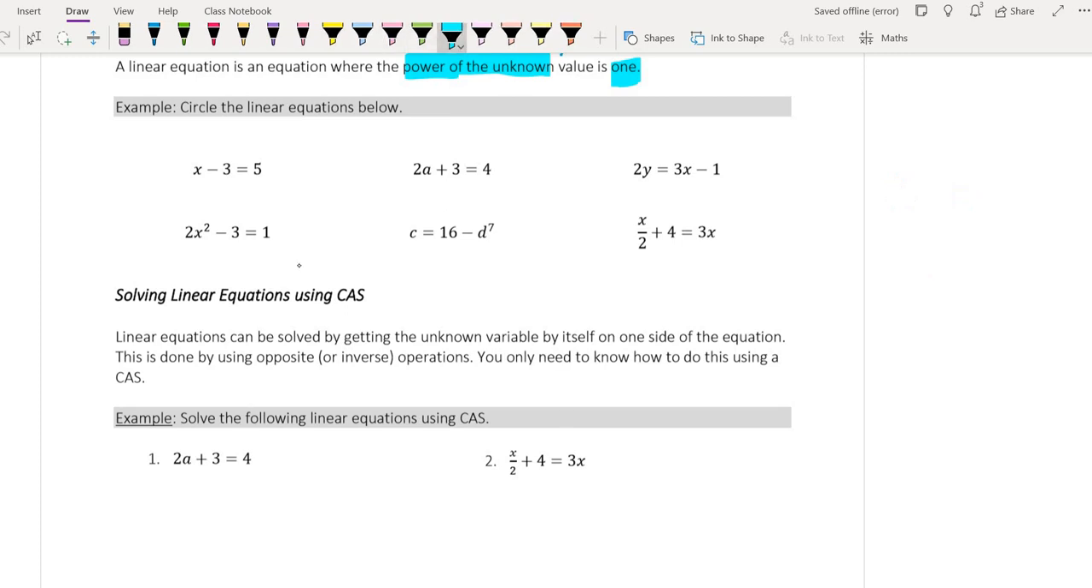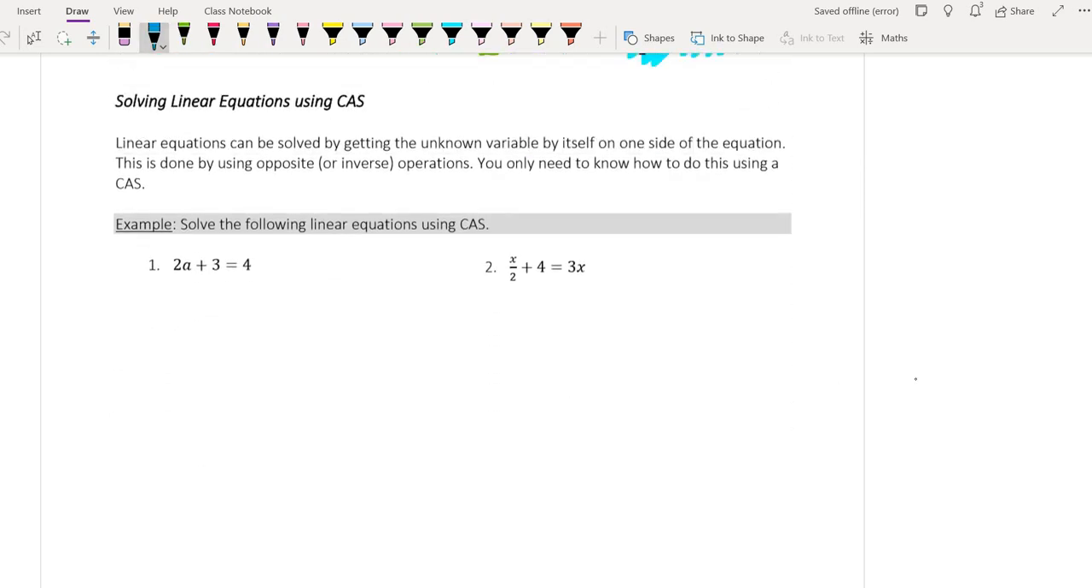So this one over here, our unknown here is x. x has a power of 1, so that's linear. So is this one, our unknown is a. So is this one, our unknowns are x and y, and they all have powers of 1. Same with this one over here. Yes, it has a fraction, but that has nothing to do with the power. The power of x in this equation is still 1, whereas these two have powers of 2 and this has a power of 7. So those are not linear equations.